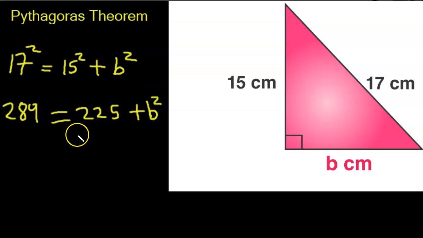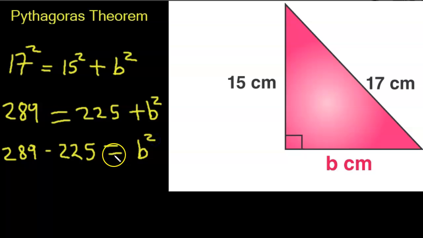So now we need to transpose for the B square, so we can subtract 225 from both sides. So we group the 225 over here. So we have 289 minus 225 equal to B square. And what is 289 take away 225? That's 64. So B square is equal to 64.